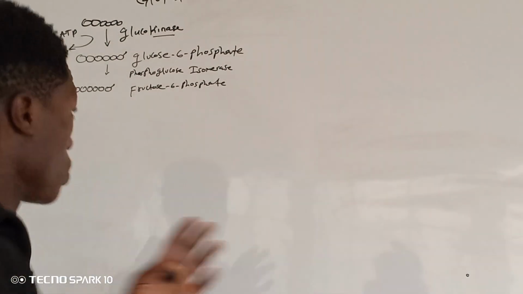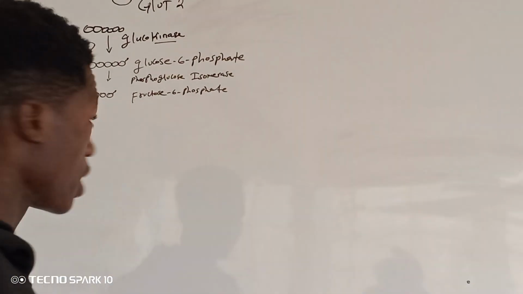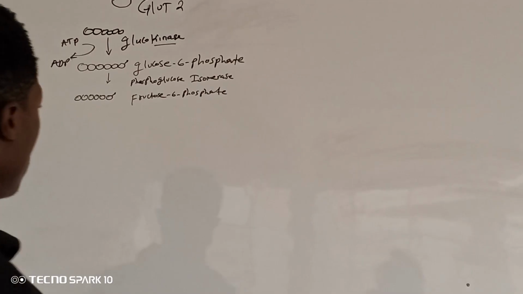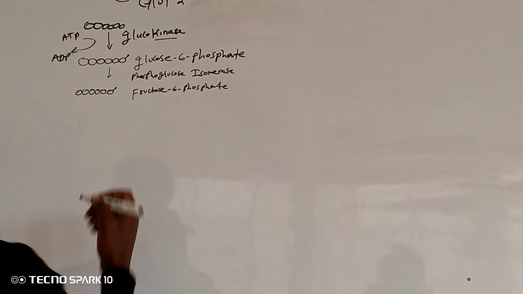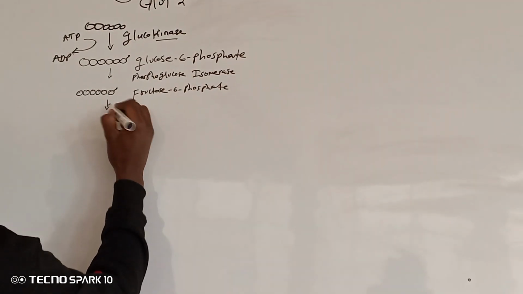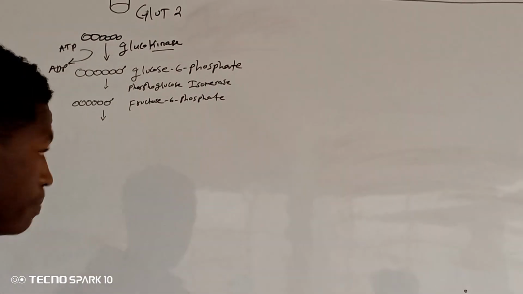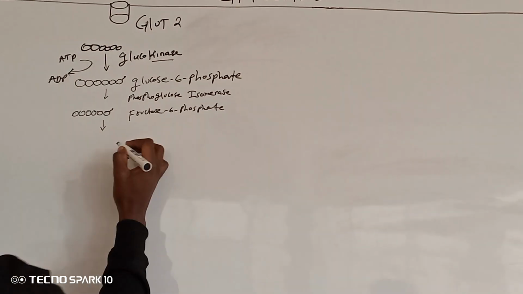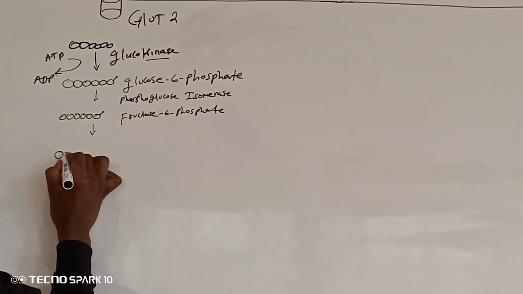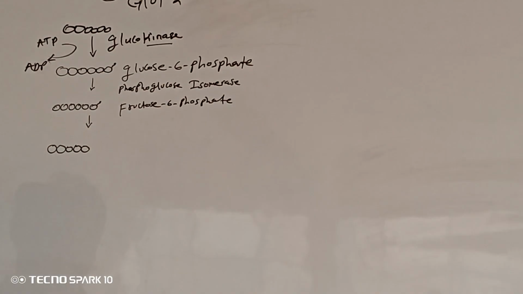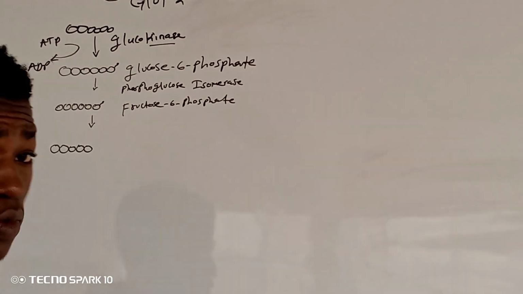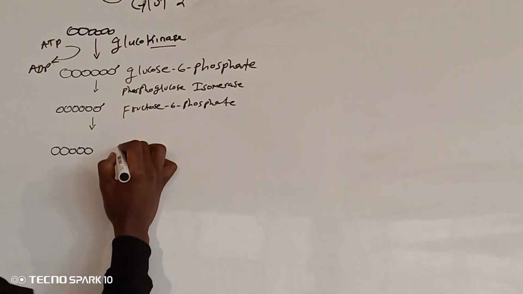Phosphoglucose isomerase is just going to change the position of those particular atoms, to form fructose 6-phosphate. Now let's get down. Fructose 6-phosphate is going to be acted upon by another enzyme to form fructose 1,6-bisphosphate. So we're still going to have carbons 1, 2, 3, 4, 5, 6.